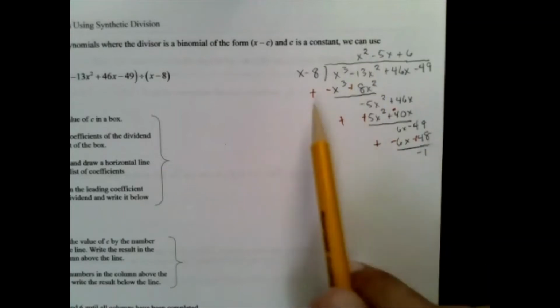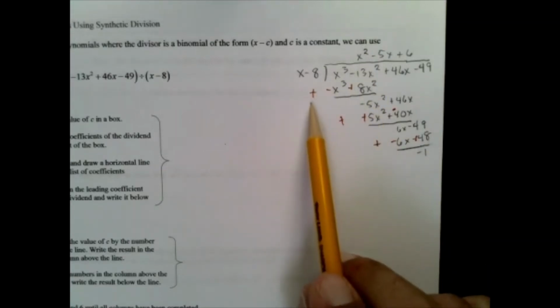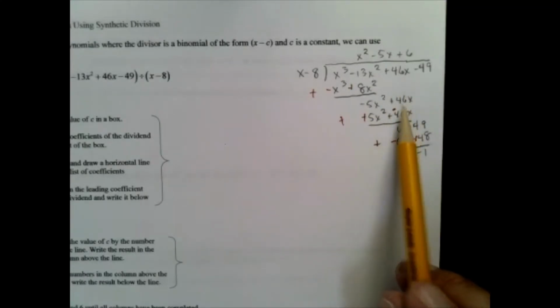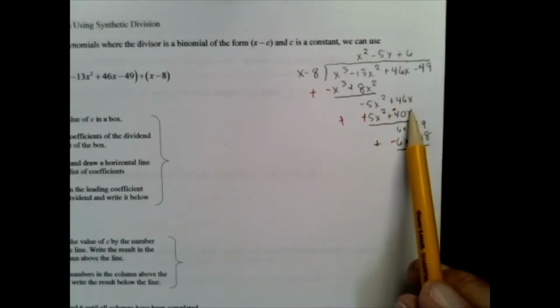X cubed minus 8x squared. Subtract is the same as adding the opposites. 5x squared plus 46x. I'm okay with that.